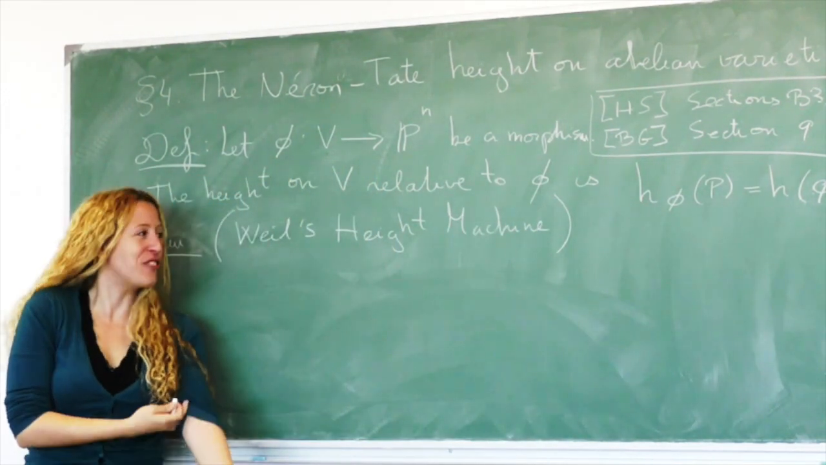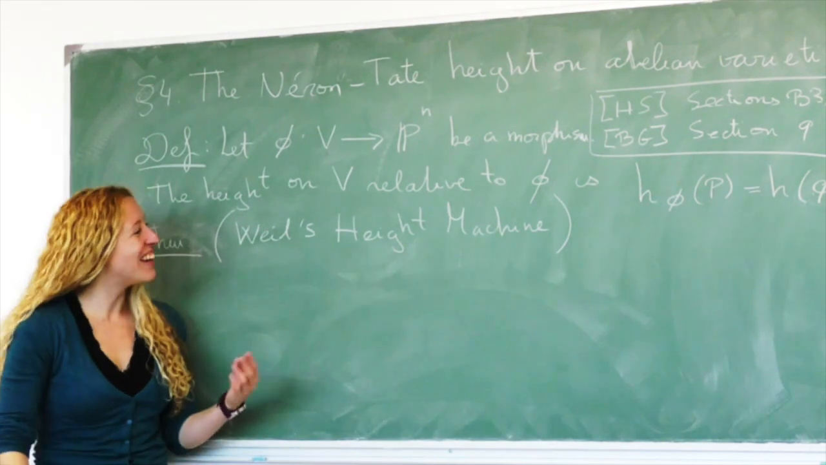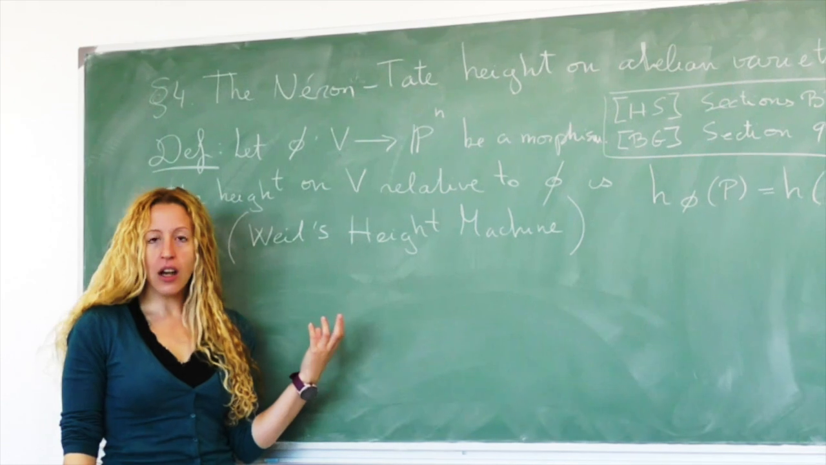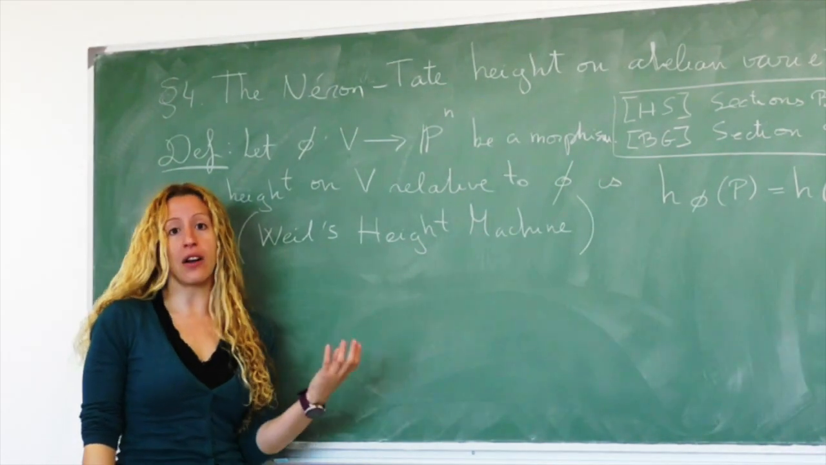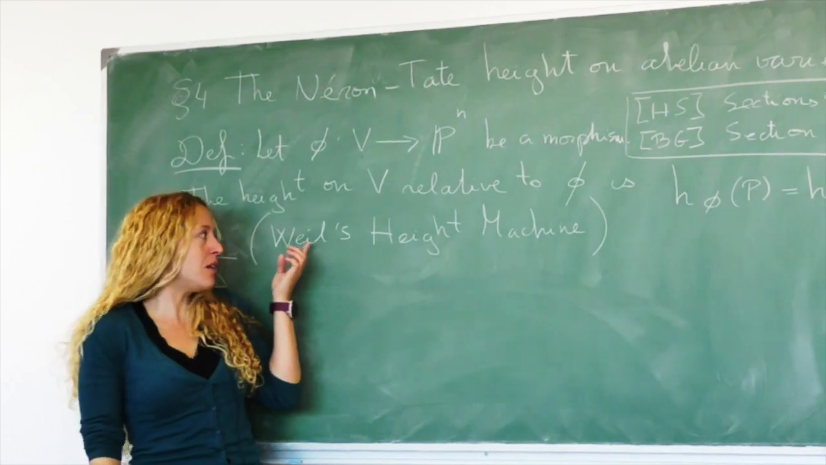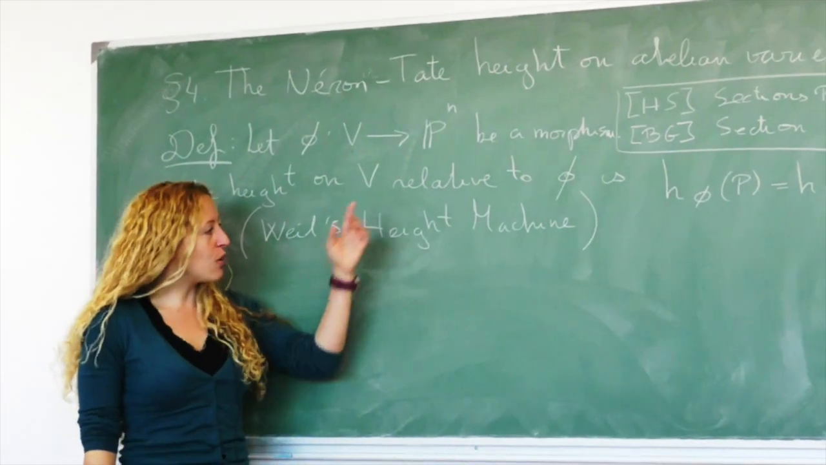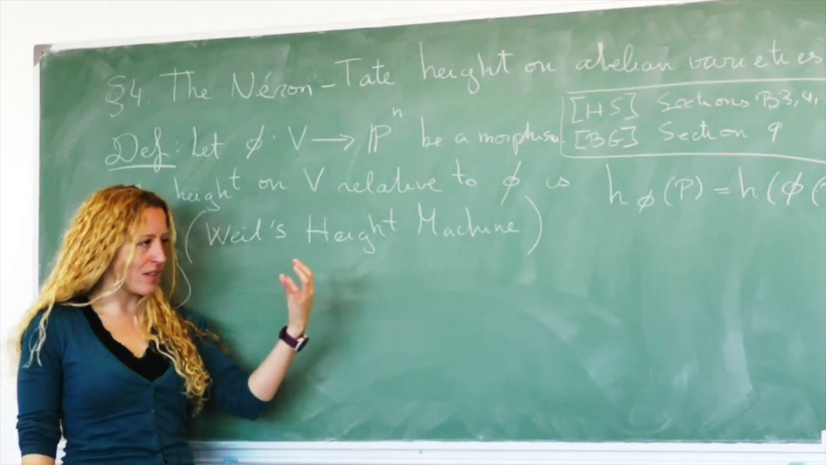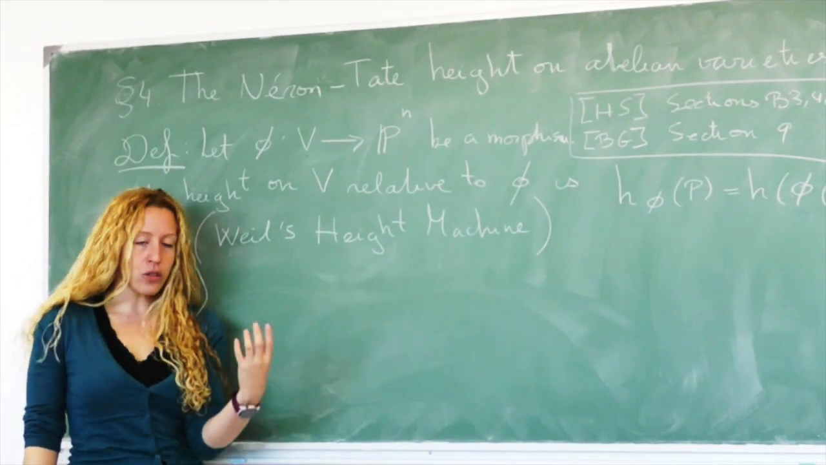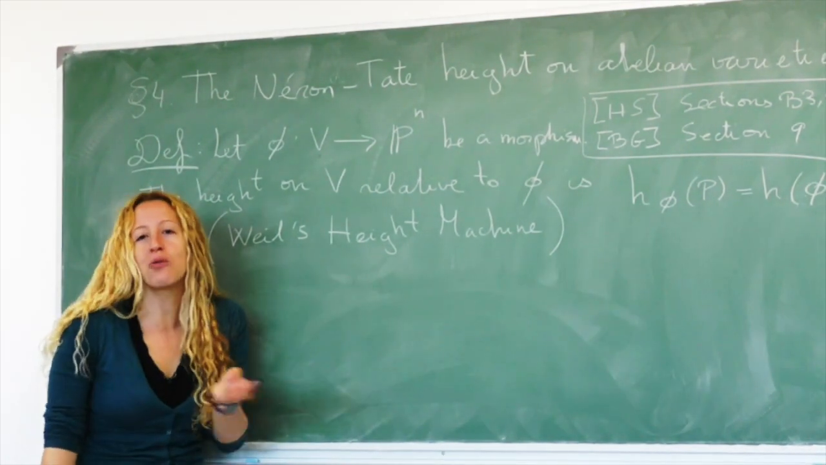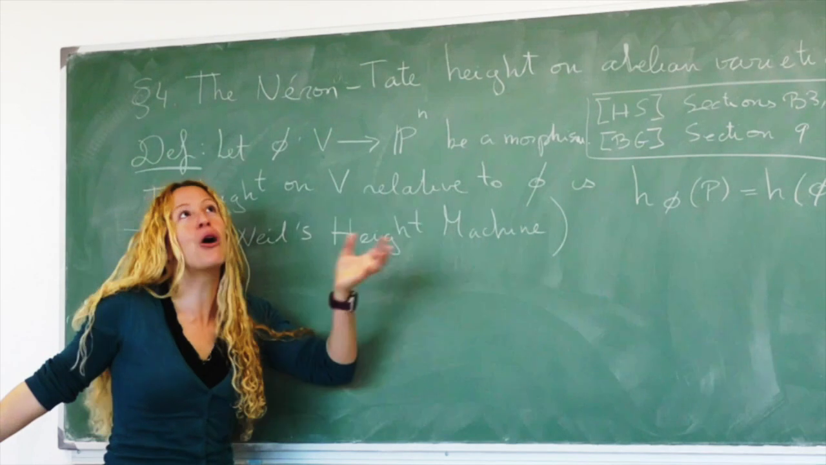And this funny name, you will see why. The idea is that we're going to see how, given a variety, we can define many different heights. This is why the idea is by Weil, hence the name. And why height machine? Because this strategy, this idea by Weil, allows you to produce many heights on your variety.